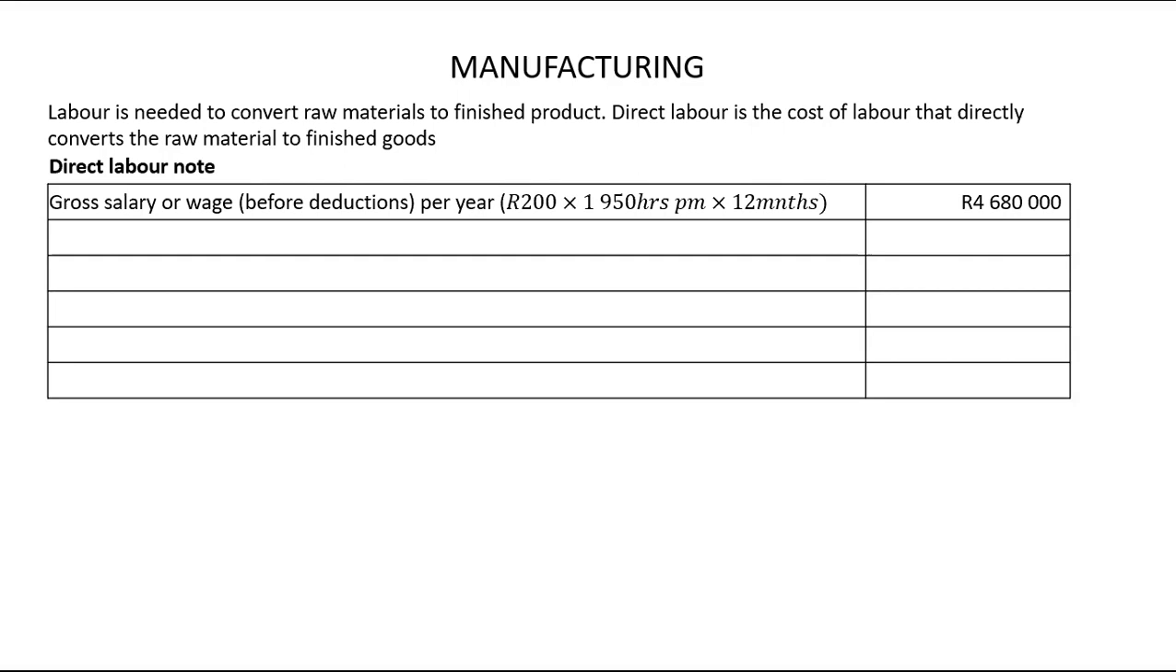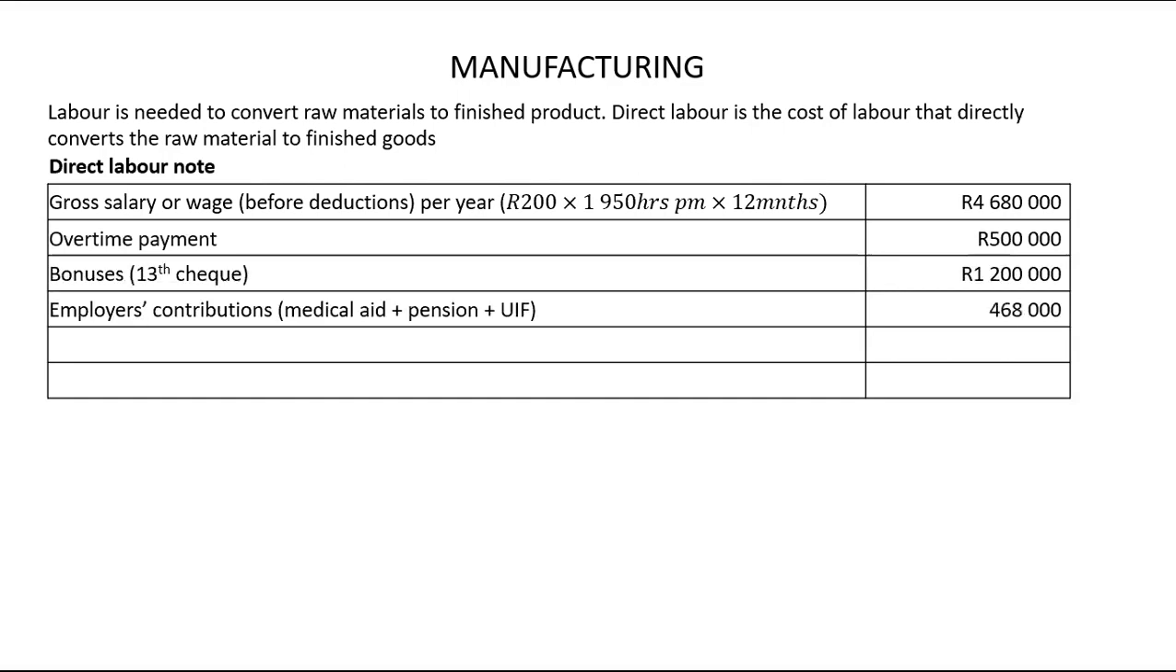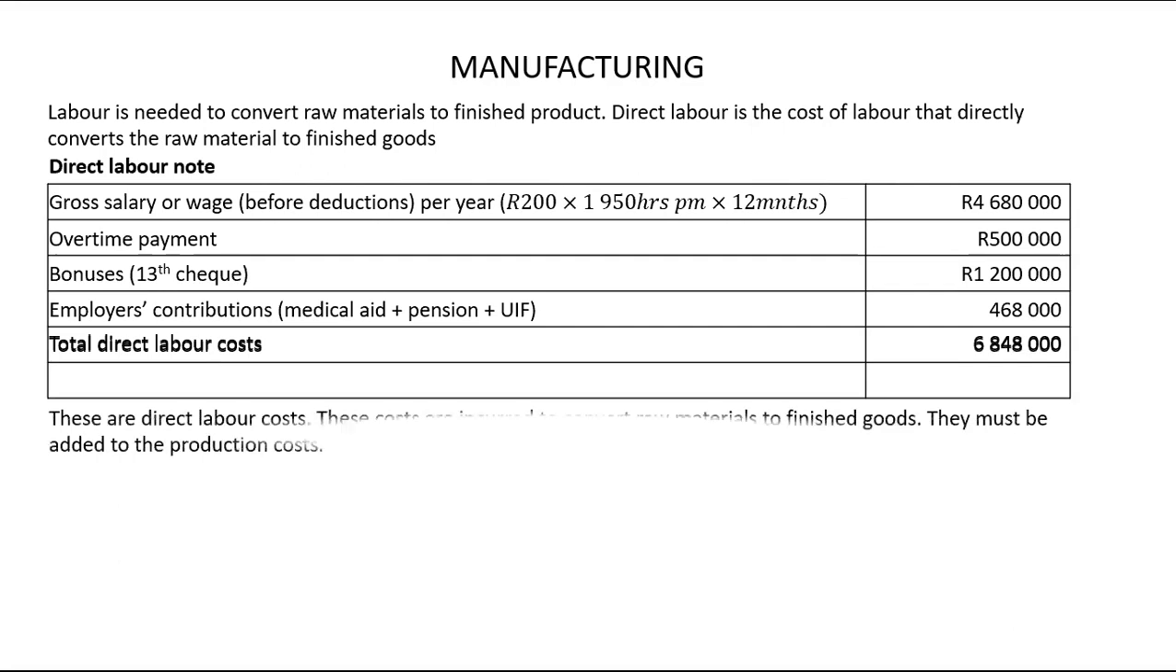Okay. Then we're going to have overtime payments as well as bonuses. Most of the time, overtime payments plus bonuses make up what we call the gross salary. Bonus, we normally refer to it as the 13th check. Then you add the employer's contributions. Then you will get what we call the cost of labor involved in producing the product. This cost of labor, we need to add it to the cost price of the product being manufactured, right?